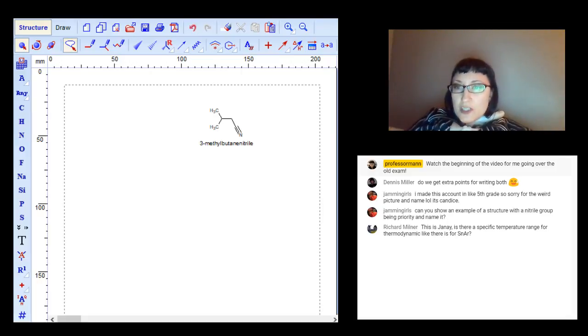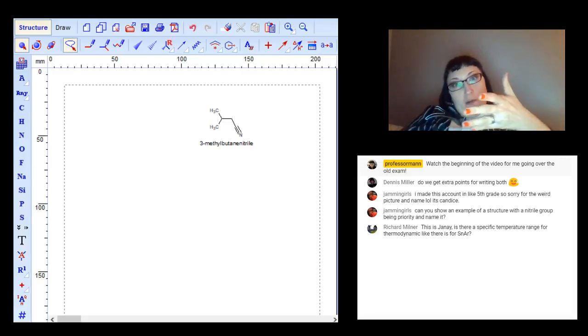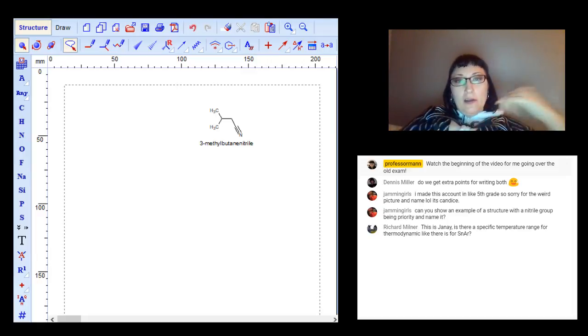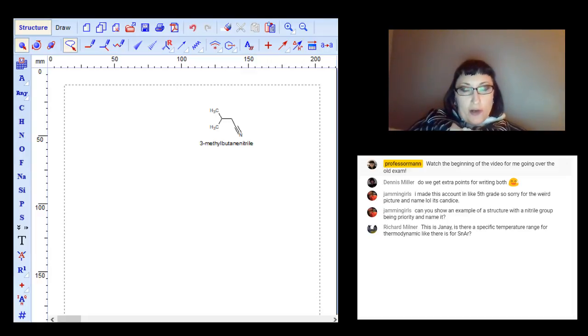Is there a specific temperature range for thermodynamic? Just go warm. So to do the thermodynamic addition controls, just think of something that's warm. So, I don't know, 40 to 100 degrees warm. And then for the kinetic control, you'd be thinking of something like 0 to -15 or so. So it should be warm or really cold. You don't need anything like 450 degrees under pressure or anything like that.